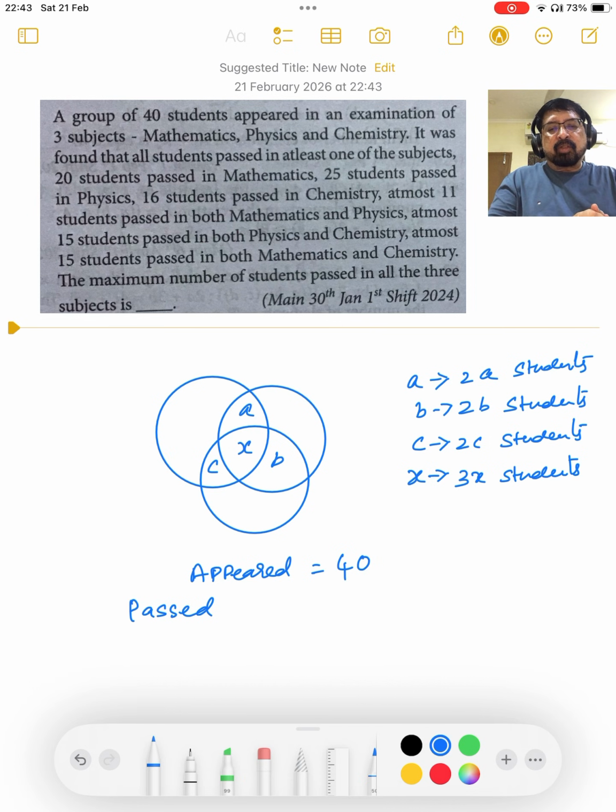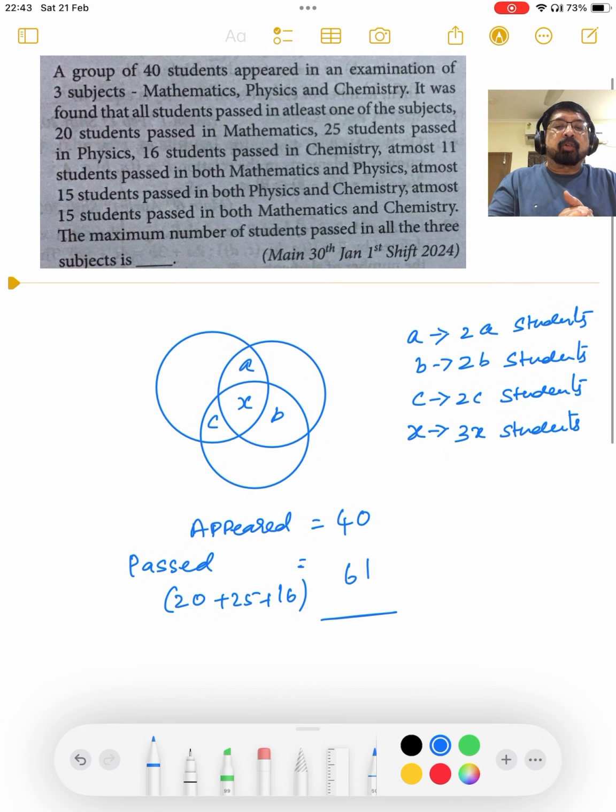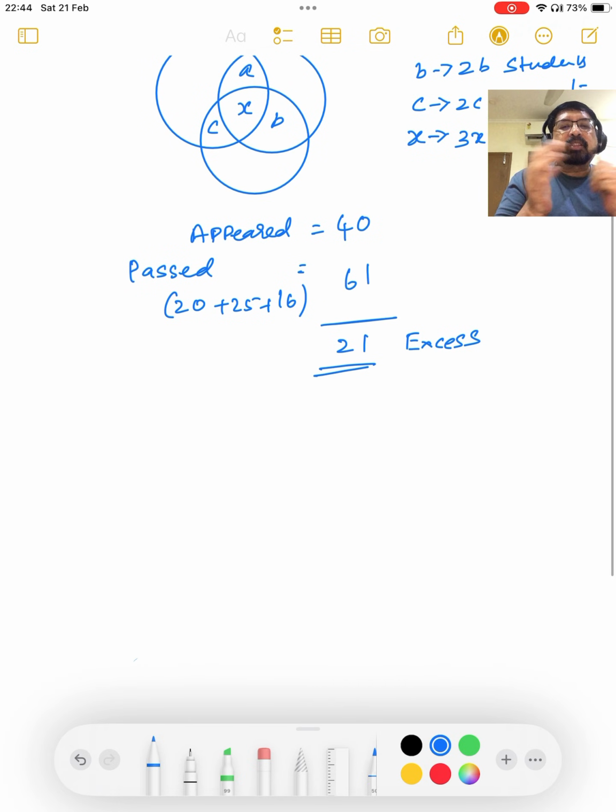Why do we say so? See, appeared is 40. Passed in math is 20, physics is 25, and chemistry 16, all put together 61, and there is an excess of 21. How come? Number of students passed cannot be more than number of students appeared. It is not so, but it appears so. Why? Because of the excess counting.